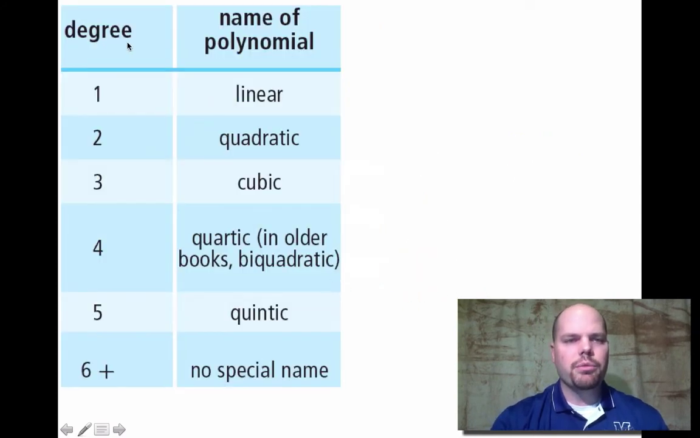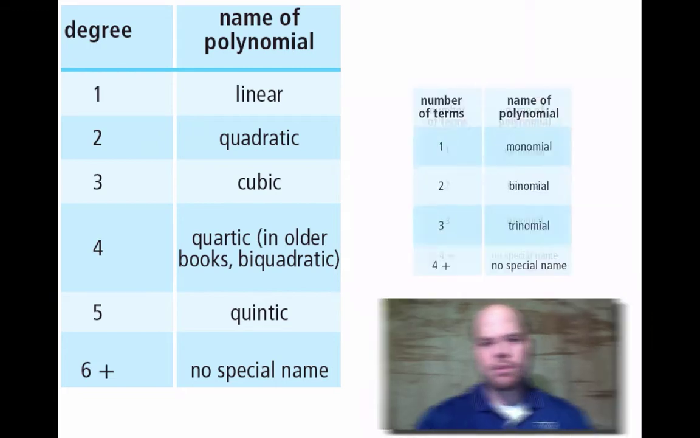Okay, so we can classify them by the degree. Like we were just saying, the degree of 3 would be a cubic. Degree 1 is linear. Degree 2 is quadratic. We've studied those quite often. Degree 3, we just said, was cubic. Degree 4 is quartic or biquadratic. 5 is quintic, and anything 6 and over does not have a special name.